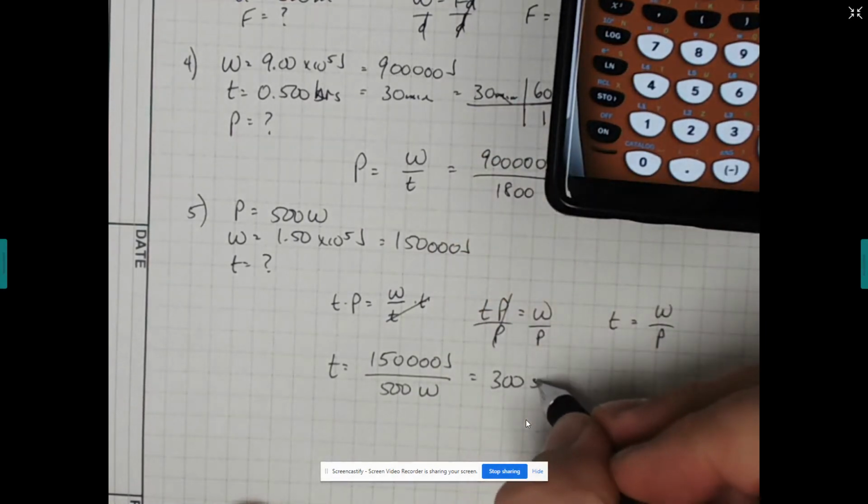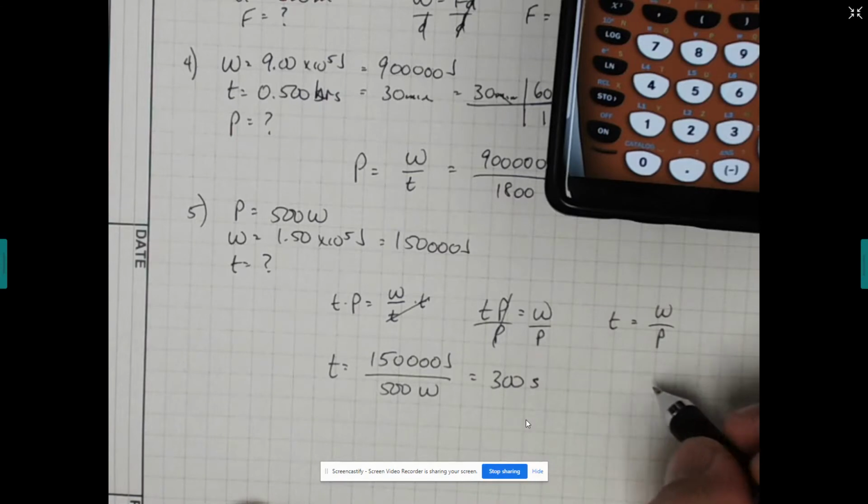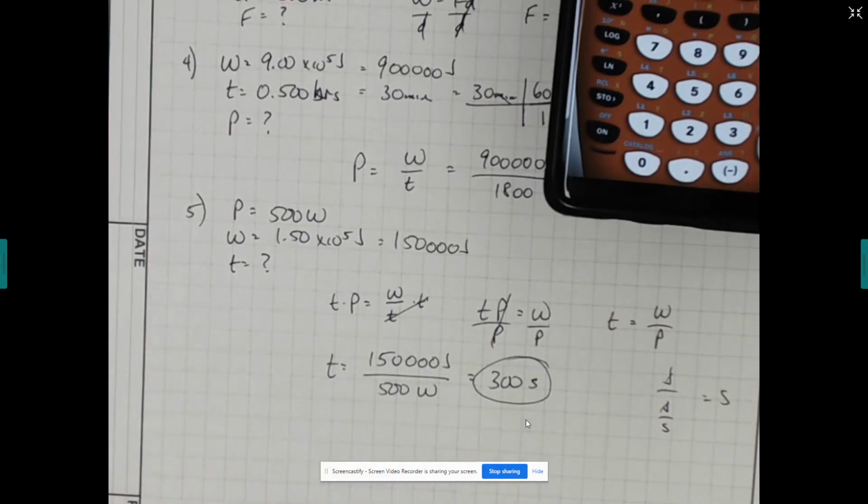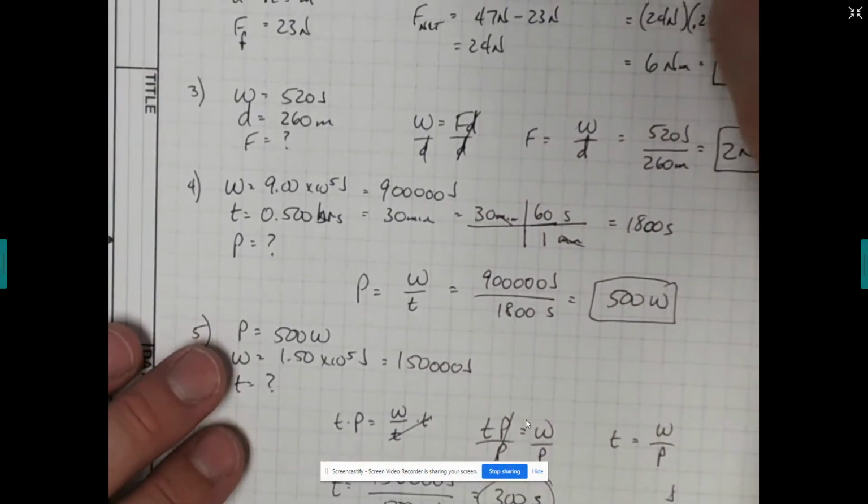And we get 300 seconds, right? Because watts are joules per second, so we have joules over joules per second. And so these invert, and we have 1 over 1 over second, which ends up being just seconds. And so we get that thing. Okay. So let's move on to 6.